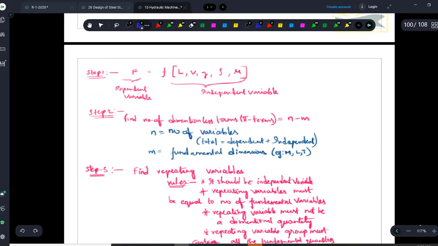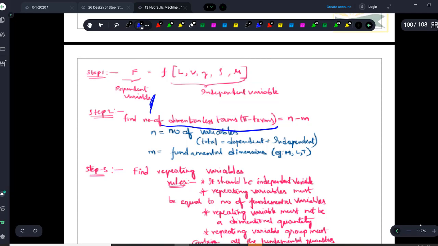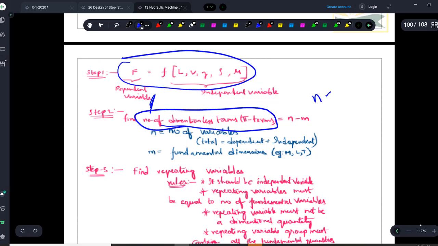Okay, so whenever we have some equation like this, with more than 4 variables, your dependent variable is dependent on all this, and I am calling these independent variables. So the number of dimensionless terms or pi terms which can be formed using this will be nothing but n minus m. The number of variables involved, which is the sum of dependent and independent, 1 2 3 4 5 6. In this case 6 are your n.